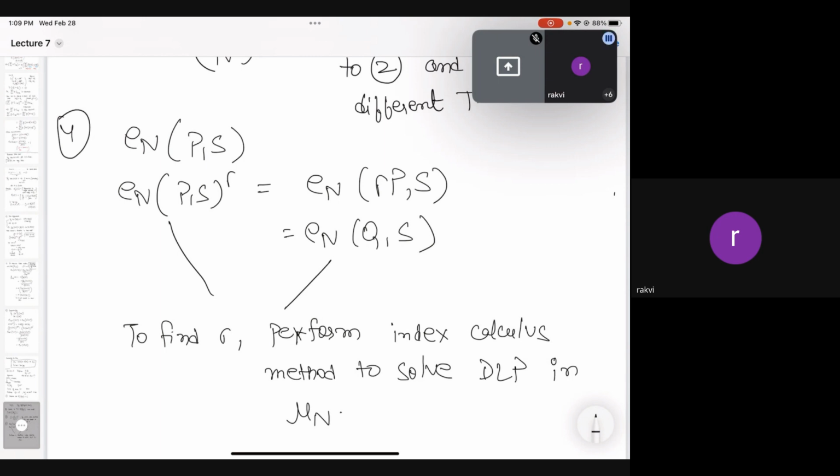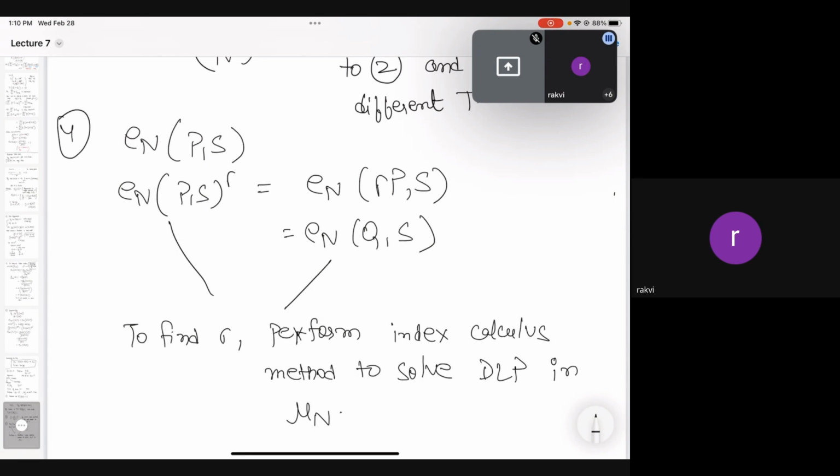Now the advantage of Weil pairing is exactly this: it converts the elliptic curve discrete logarithm problem to solving the discrete logarithm problem in a multiplicative group. And if our q, or the base field that we started with, is not too large, then index calculus methods provide quite an efficient way to solve this in the multiplicative group. So I think I should stop.